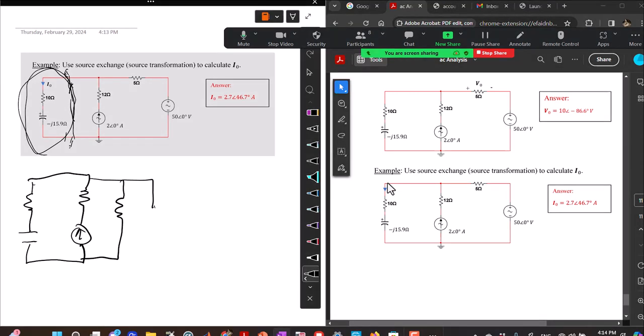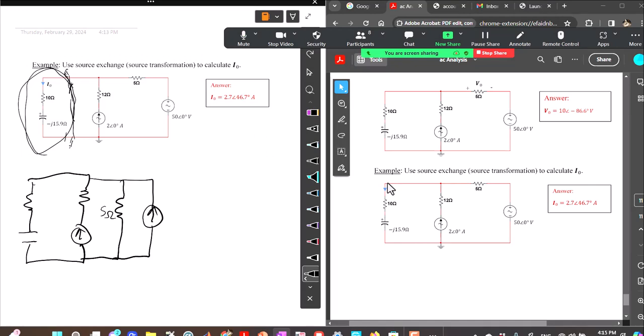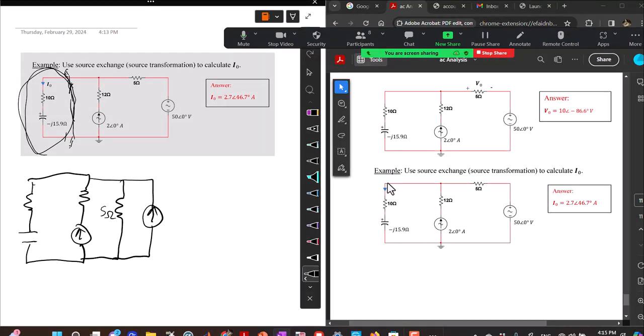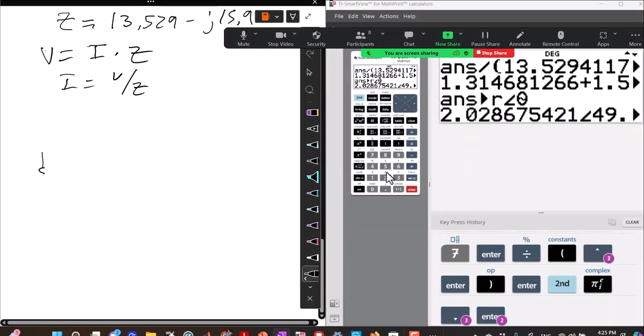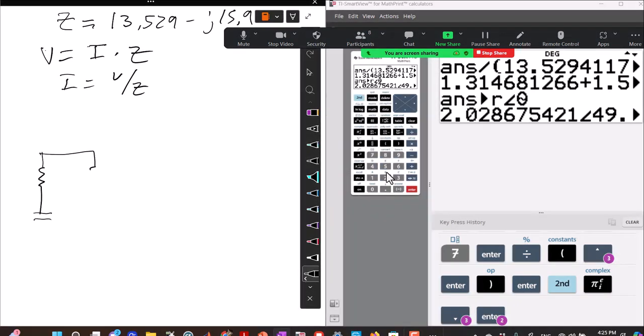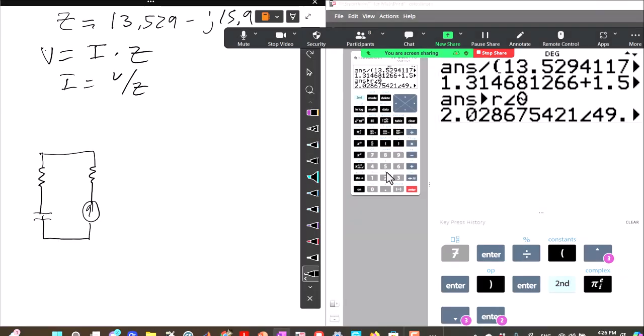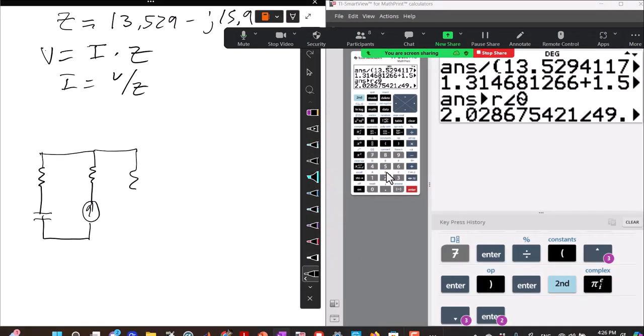Not sure where I'm going with this, though. Let's see. So this remains 5 ohms, and this becomes 50 divided by 5. This becomes 10 amps. Okay, so we've got... But then I'm not at all sure why we would do a source transformation.